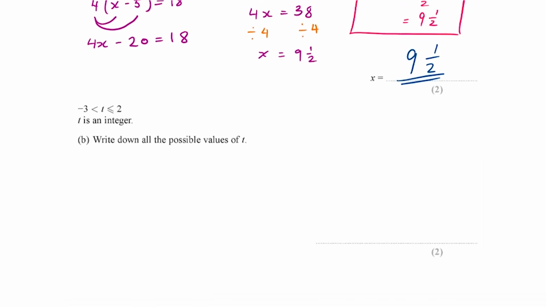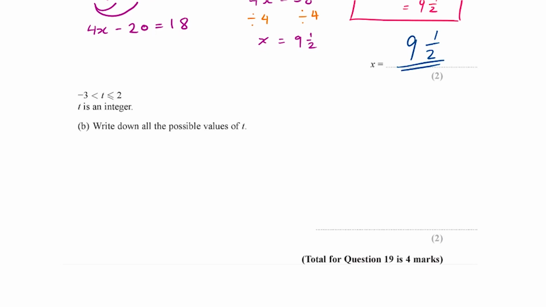The second part of this question: negative 3 is less than t, which is less than or equal to 2. t is an integer. Write down all the possible values of t. t is an integer. That just means it's a whole number. Okay, we don't have to write it as a fraction or with a decimal. It's just a whole number.